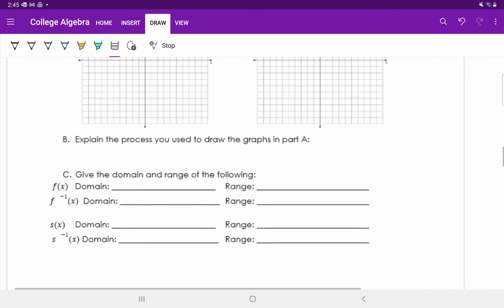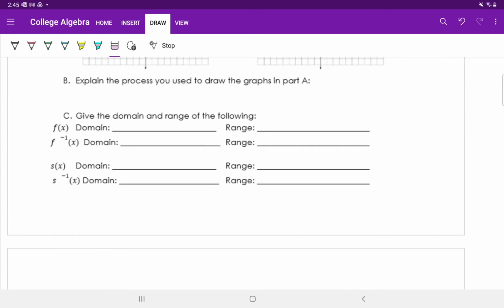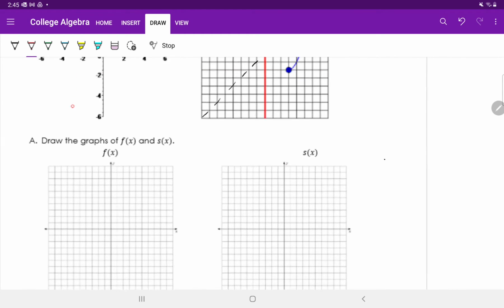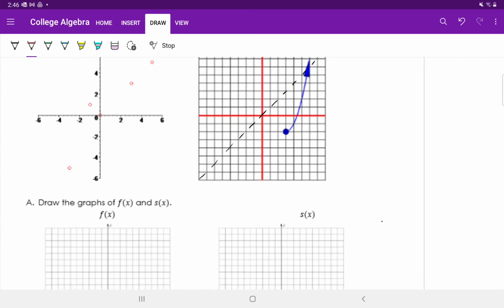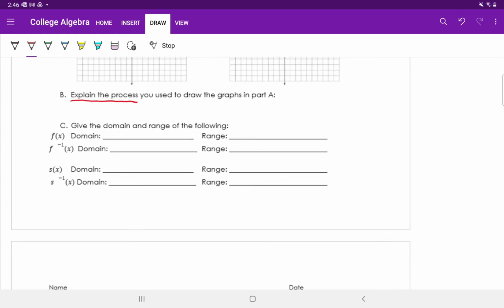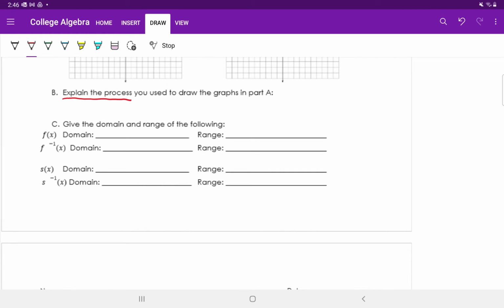In part B, where we ask you to explain the process you used, you're either going to be telling me about the reflection across this axis of symmetry, or you're going to talk about the method you used where you take your point, you reverse the x and the y value, and that's how you get your new point. So I just want you to explain there which of those processes you used.